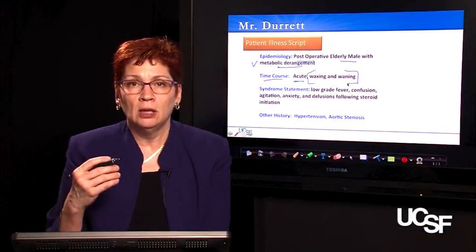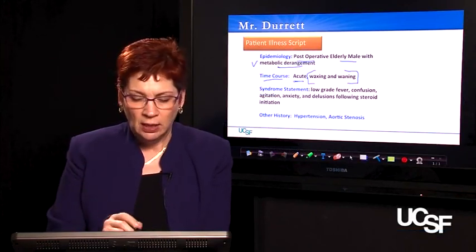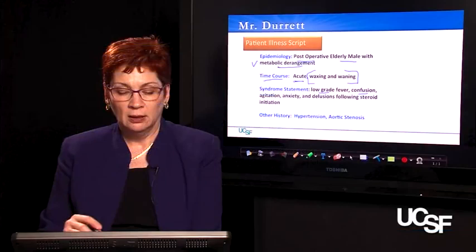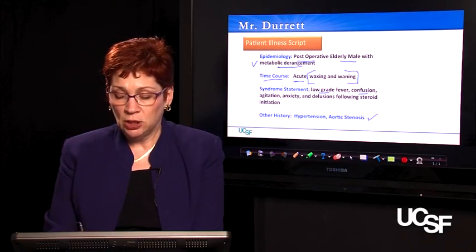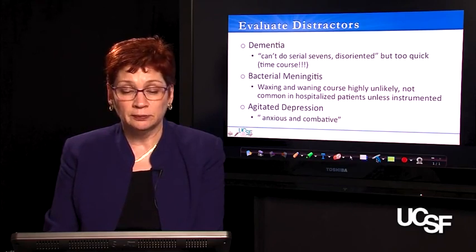So he was stuporous, and then he was paranoid, and then he was agitated. And the syndrome statement: low-grade fever, confusion, agitation, anxiety, and delusions following steroid initiation. And his known history of hypertension and aortic stenosis. So that's his illness script.